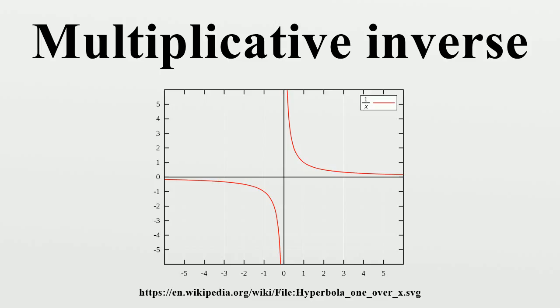The trigonometric functions are related by the reciprocal identity. The cotangent is the reciprocal of the tangent, the secant is the reciprocal of the cosine, the cosecant is the reciprocal of the sine.